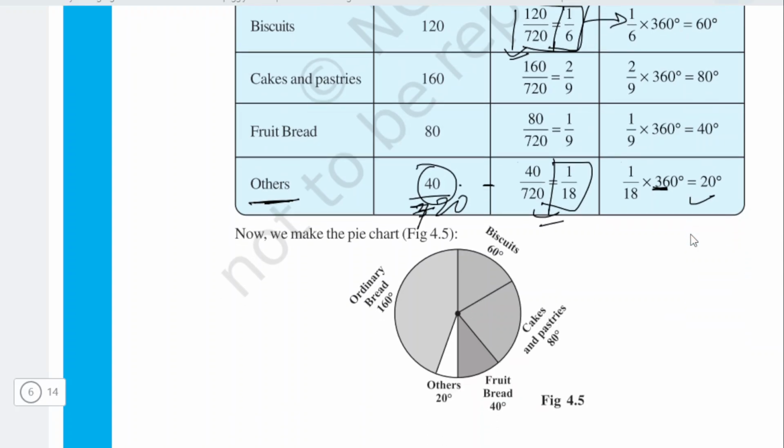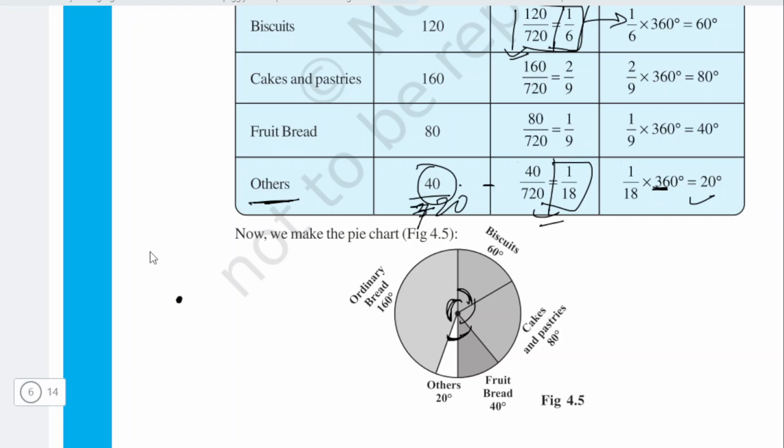Now we will make a pie chart. So here the pie chart is made. Ordinary bread is representing 160 degree, biscuit is representing 60 degree, cakes and pastries 80 degree, fruit bread 40 degree, and others 20 degree. So how will we draw?